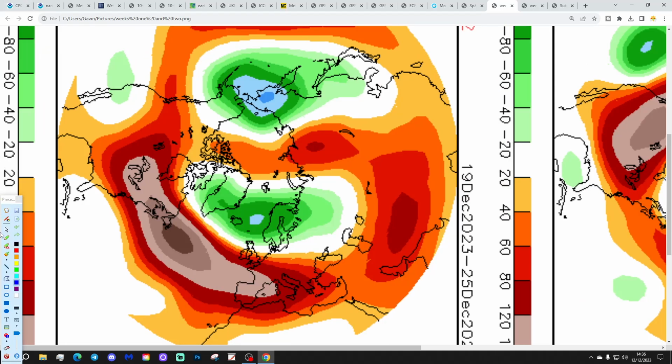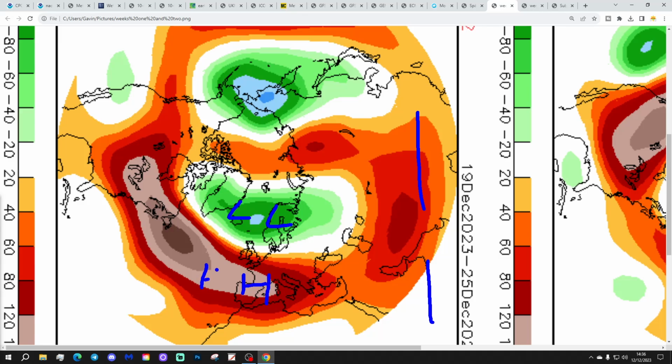Week 2 will be the 19th to the 25th of December. Again, low pressure north of Scotland, high pressure to our south-southwest, and winds again coming in from a westerly direction. That's looking Atlantic driven and probably more unsettled, particularly so up in the north.